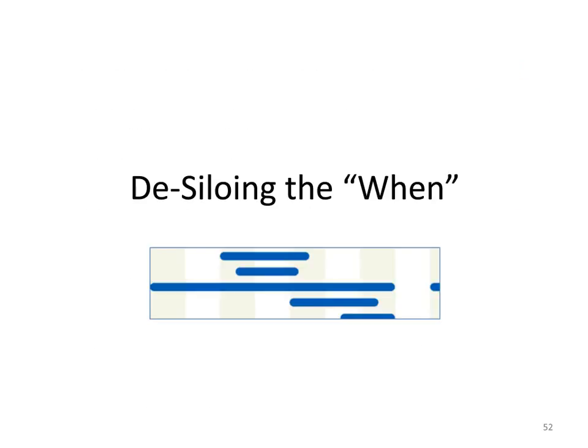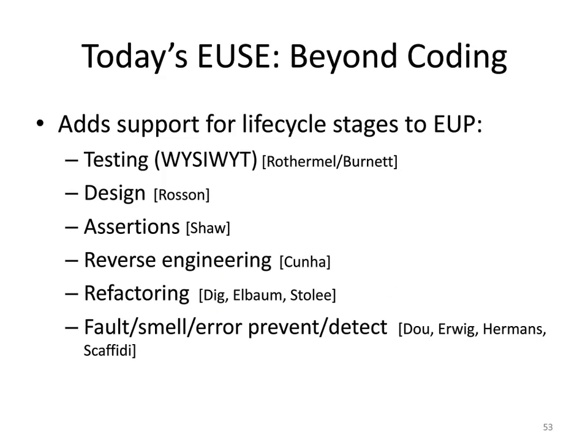Okay, so let's move into the when challenges. How can we de-silo the when? Today's end-user software engineering has succeeded in getting us out of the coding cycle. It's taken us beyond coding, and that's been awesome. It's added support for lifecycle stages to end-user programming, such as in testing and design, assertions, reverse engineering, refactoring, lots and lots of work on error prevention and detection, and so on and so forth.